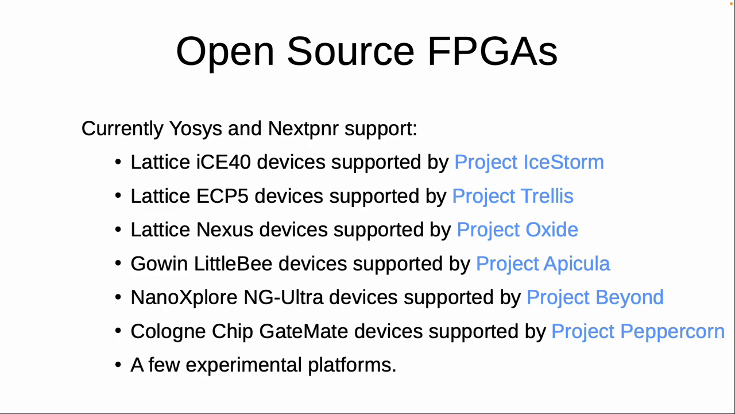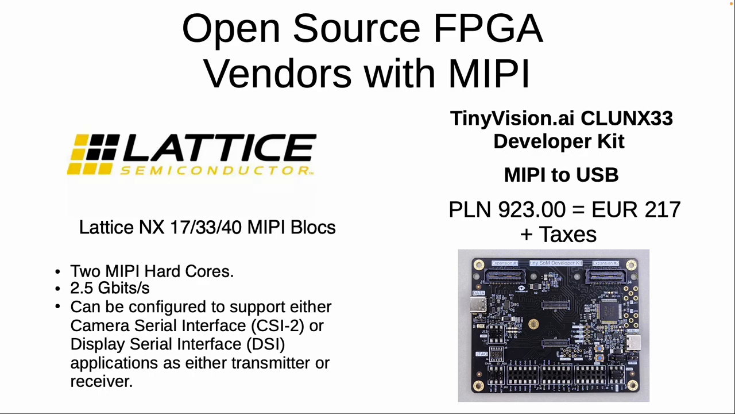My interest is the open source ones. When we say open source FPGAs, we don't mean that the circuit design is open source, we mean that the software tooling is open source. So you write some Verilog, Yosys converts that into a circuit diagram, nextpnr then places that on the FPGA, and there are a bunch of these tools that support it. The one that gets the most notice should be Lattice. The Lattice NX17 and 40, 33 and 40, they all have MIPI blocks for processing camera data, so they'll do 2.5 gigabits per second. So that simplifies your life dramatically.